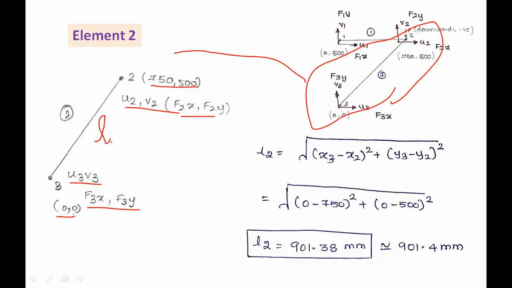So the length of the element L2 is equal to, since the element is in an inclined position, we have to use the distance between two points equation. So this is the root of (x3 minus x2) whole square plus (y3 minus y2) whole square. Substituting the coordinate values, we get the length of the element L2 is equal to 901.38 mm. So we are simplifying as 901.4 mm. This is the element length for the second element.